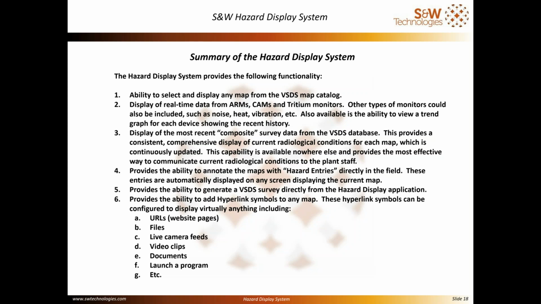It works with both VSDS and GEDS. You have to have VSDS in order to use it because it has to pull the maps from somewhere. You could use it without GEDS if you don't have GEDS, or if you have GEDS Lite, that'll work as well. Or you could always add GEDS or GEDS Lite later if you wanted to get hazard display initially to give you that capability of having the annotations and the hyperlinks and being able to display the composite survey data in real time out in the plant for the workers.